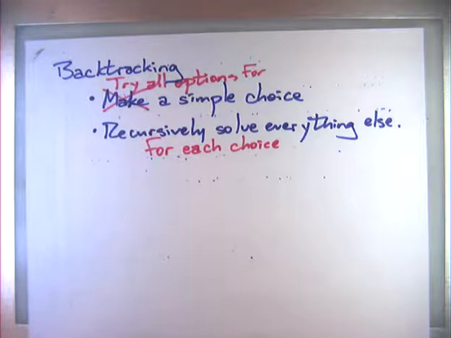Let's see. What was one of the NFA acceptance? Should I transition to this state or to that state or to this other state? I don't know. Let's try each of them, and for each choice of which state to transition to, recursively try to accept the rest of the string starting at that state.